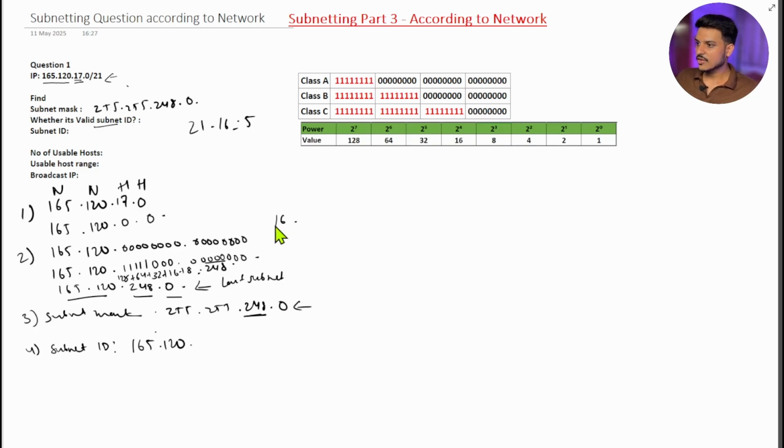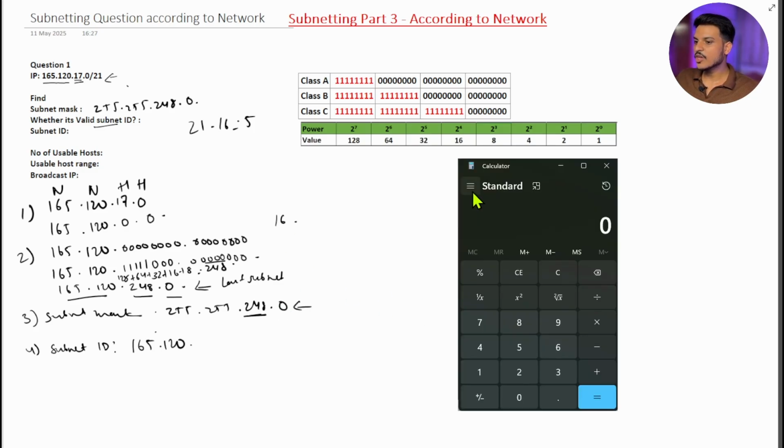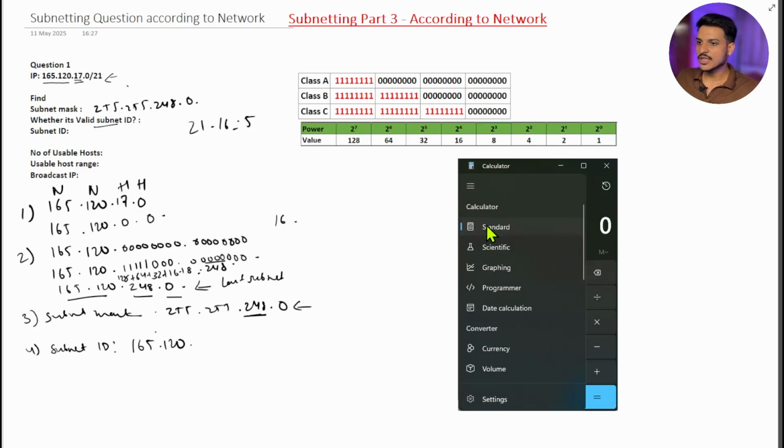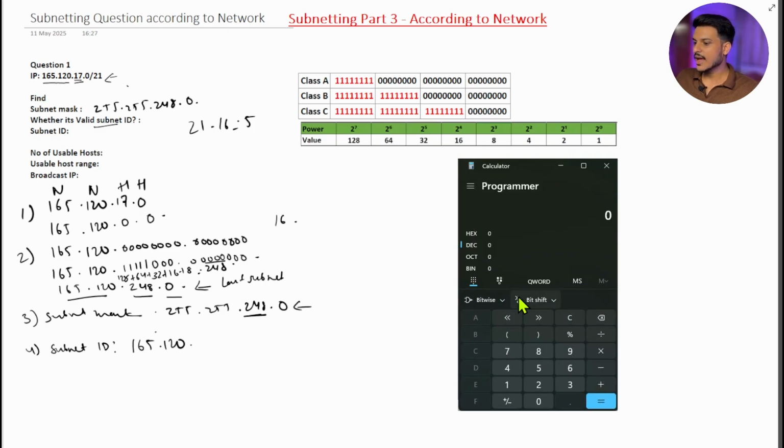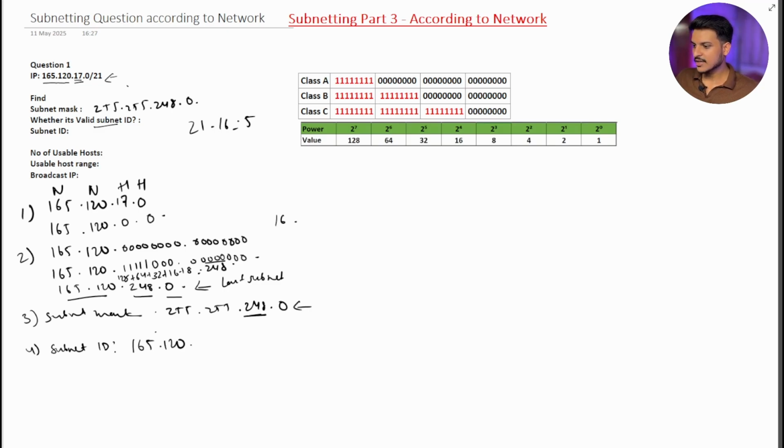To perform the AND operation, simply open your calculator, click on the 3 lines, select programmer, type 17, drop down and select AND, write 248 and press equals. This gives us 16. Anything we AND with 0 results in 0 only. So here 0 is there and here also 0 is there, so it will give us 0 only.